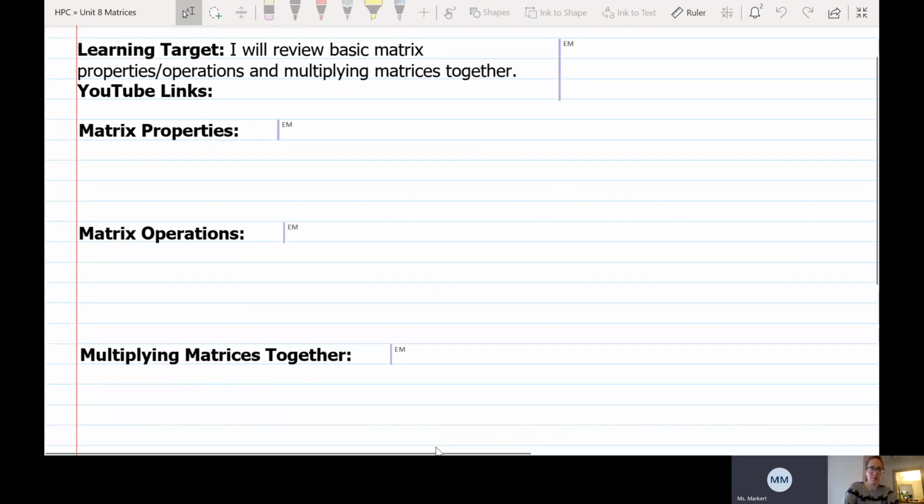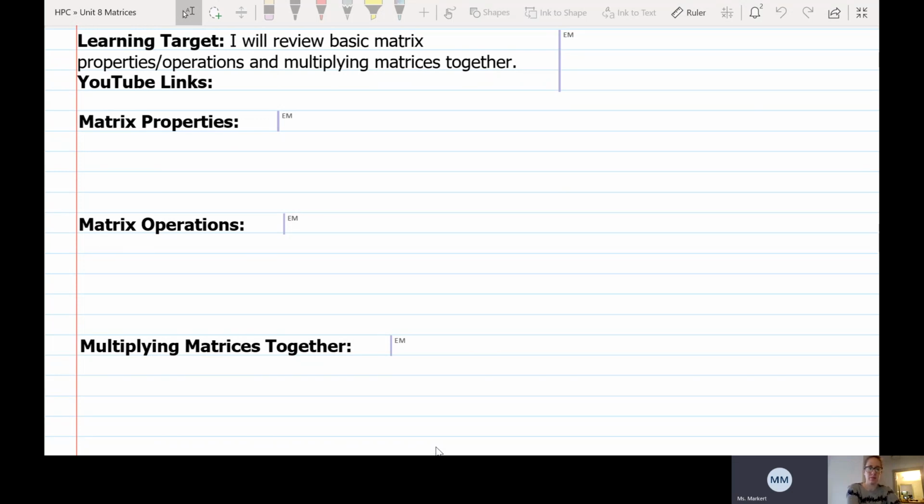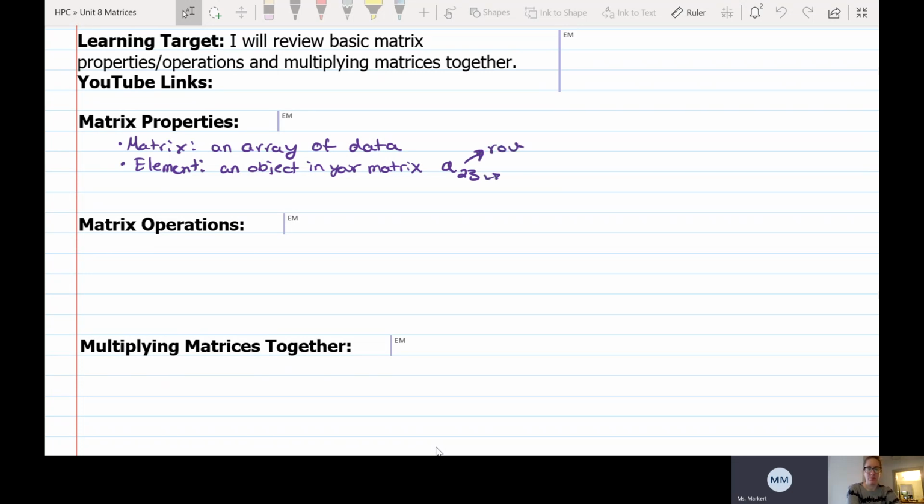Okay, so for matrix properties, just remember that a matrix is just an array of data. Remember that an element is just an object in your matrix. And you denote them with whatever letter your matrix is named by, and then subscript your two little numbers. And remember that that first number is the row, the second number is the column.